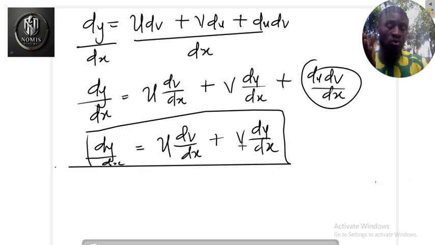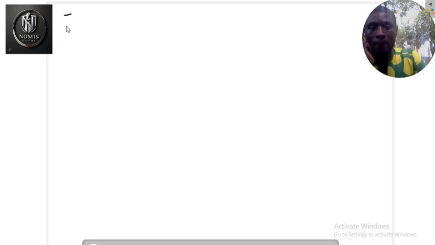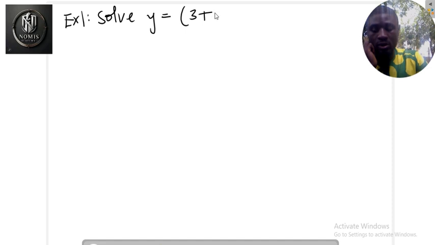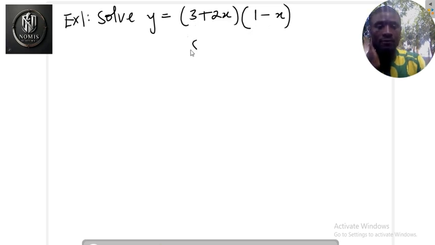So we use this product rule to solve differentiation in which two different variables are functions of x. So let's take an example. Example number one says we should solve y equals open bracket 3 plus 2x, open bracket 1 minus x. So you can see we have u and we have v. So let's get into the solution of this problem.